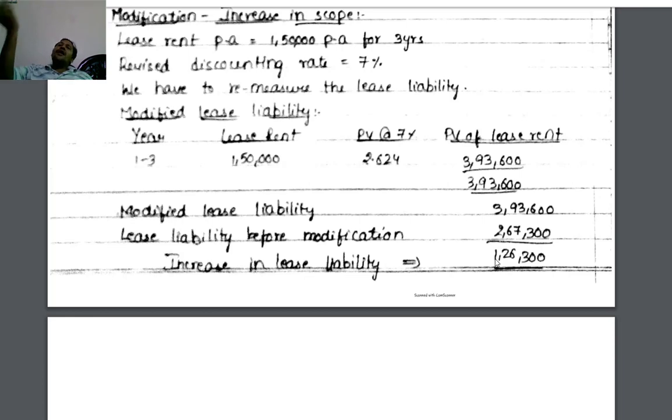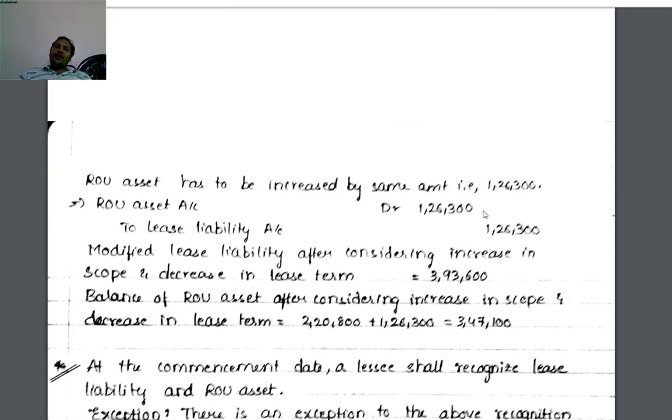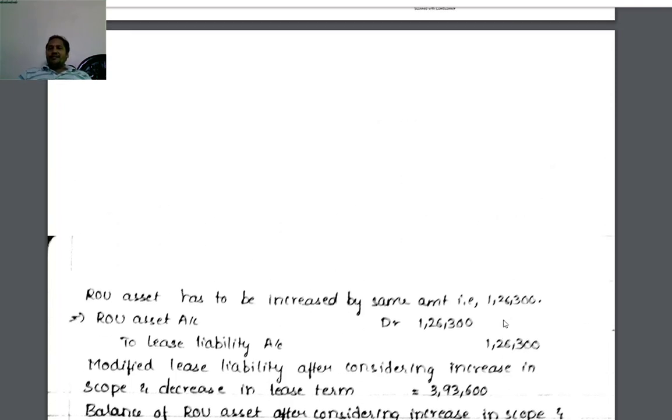One way the liability increases by 1,26,300; the other way the ROU asset also increases by the same value. By increasing the liability, the revised liability comes to 3,93,600. After increasing the ROU asset by 1,26,300, the balance comes to 2,20,800 plus 1,26,300, that is 3,47,100.